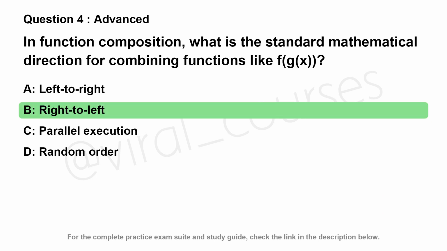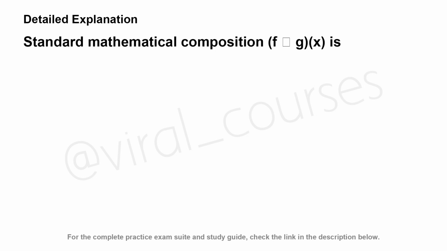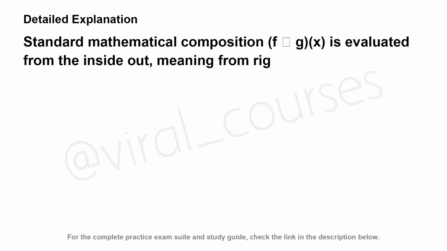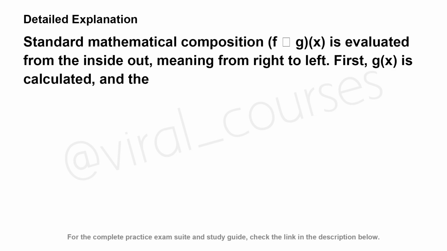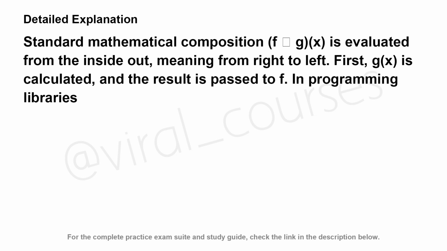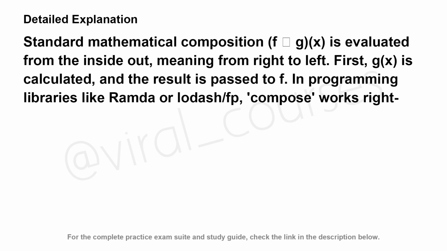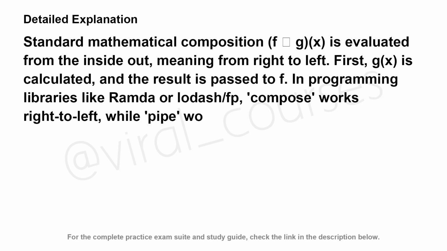The correct answer is B. Standard mathematical composition, f ∘ g (x), is evaluated from the inside out, meaning from right to left. First, g(x) is calculated, and the result is passed to f. In programming libraries like Ramda or Lodash-FP, compose works right to left, while pipe works left to right.